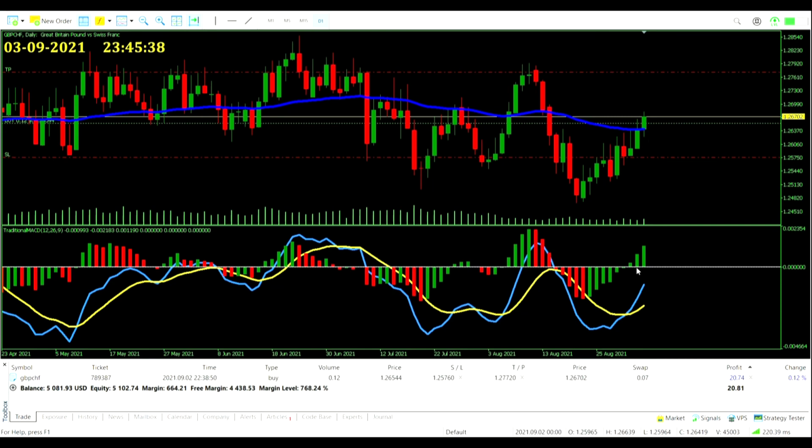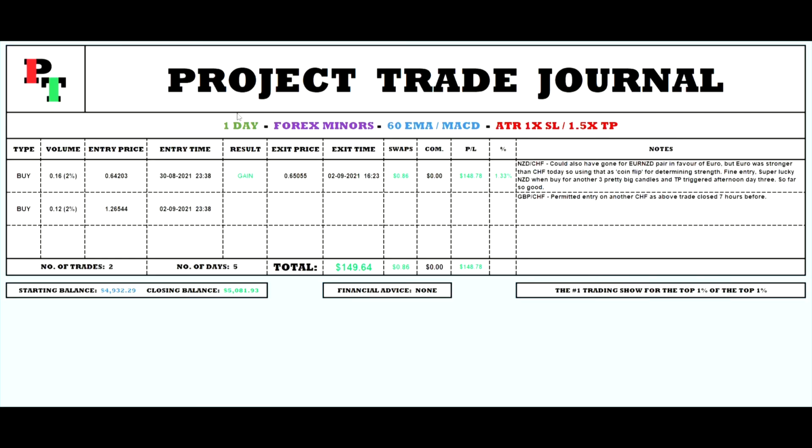Let's have a look at this week's trades in the journal. Here we are in the journal. So far, so good. 5 days in, Monday to Friday, and we've had one winning trade already. That really sharp run up on the New Zealand dollar Swiss franc pairing. Very nice trade for us. Managed to catch that 1.5 times ATR take profit.